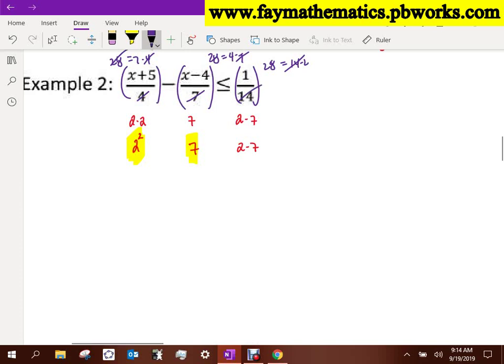Now, when I say cancel out, it's because we've got 4 over 4, which is a factor of 1. 7 over 7, factor of 1. 14 over 14, factor of 1. So when we cancel out, we're saying they reduce to 1.